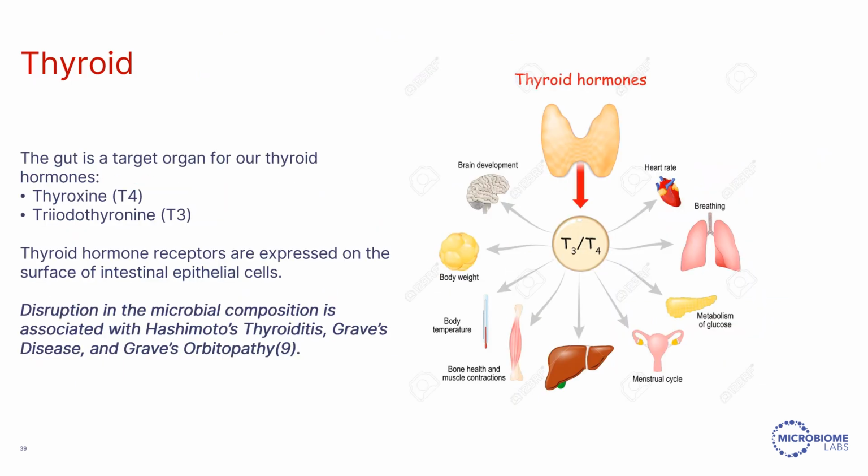The gut is also considered a target organ for our thyroid hormones. That includes T4, or thyroxine, and T3, or triiodothyronine. Intestinal epithelial development has been found to be controlled by thyroid hormone signaling. In fact, thyroid hormone receptors are expressed on the surface of our intestinal epithelial cells. Disruption in the microbial composition in the gut has been associated with Hashimoto's thyroiditis, Graves' disease, and Graves' orbitopathy.